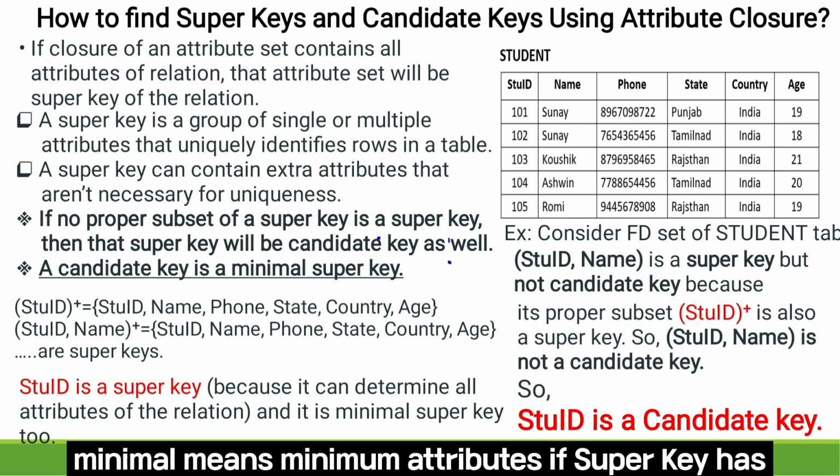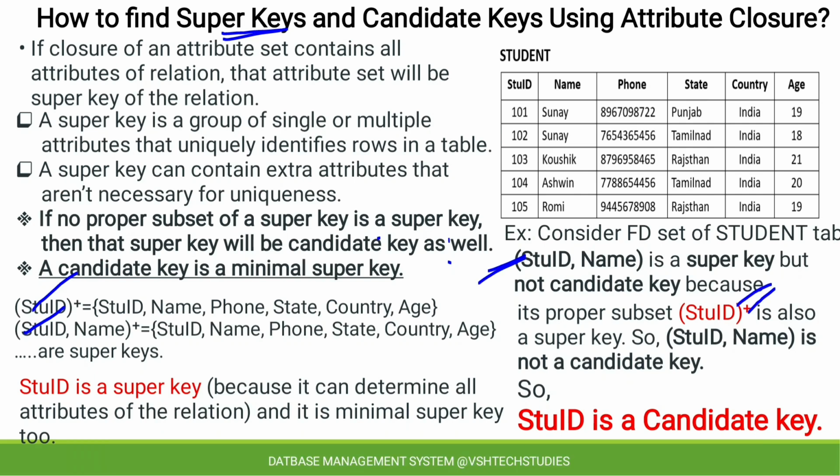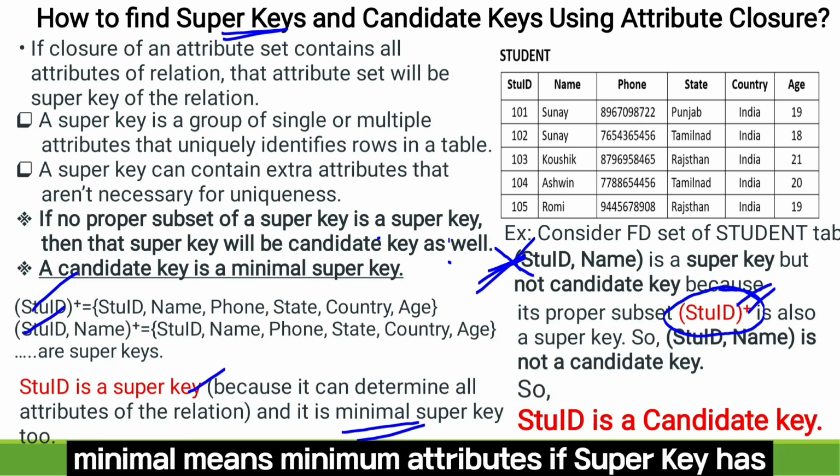So what is the procedure here? We'll have to write super keys using attribute closure. Then, if that super key has any proper subset which is also a super key, this super key is not a candidate key. Then we'll have to check its proper subset. If it is also a super key and if it is minimal, that becomes a candidate key. This is how, using attribute closure, one candidate key is found in this student table. Next we'll have to verify whether there are any other candidate keys.